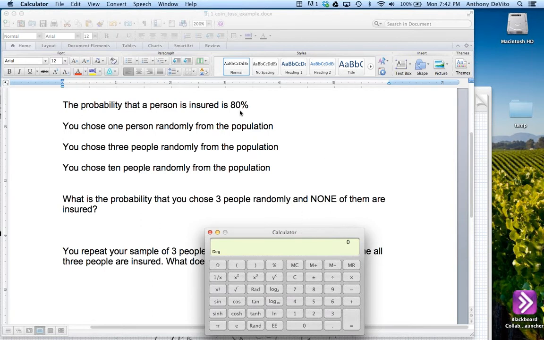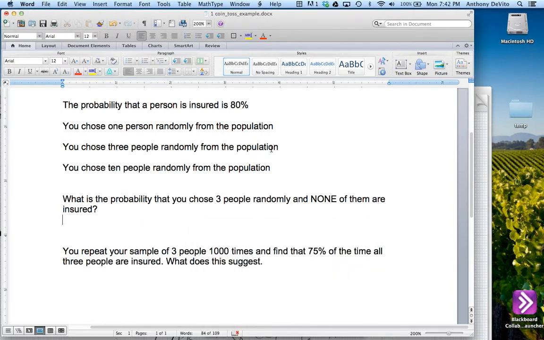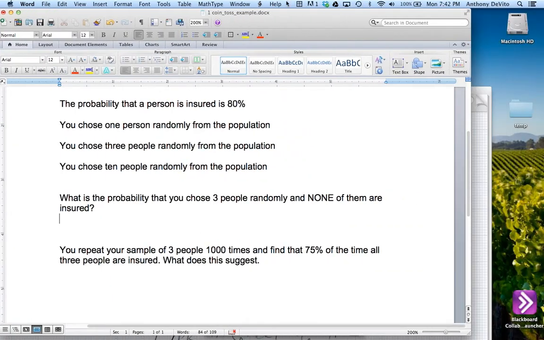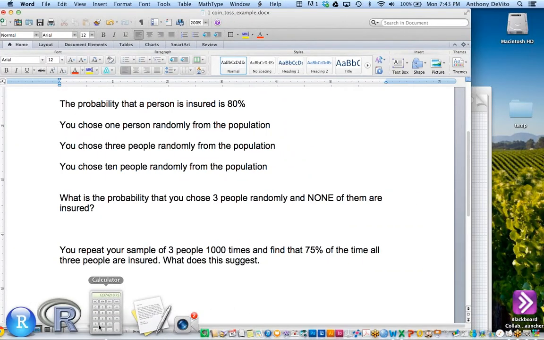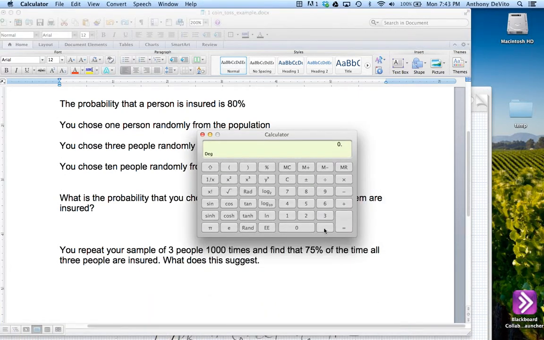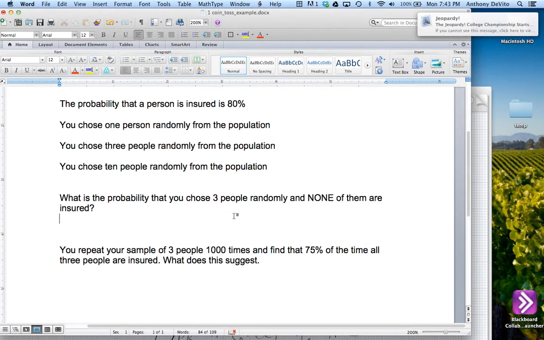Well, the probability that someone is insured is 80%. The probability that someone is not insured in this population is 20%. So not insured, the complement of insured, is 20%. So the probability that all three are not insured is 0.2 times 0.2 times 0.2. And indeed, it's 0.8%. Okay, so right, good point. We all seem to have gotten the idea on that, right? So pretty simple when we're working with independent events.